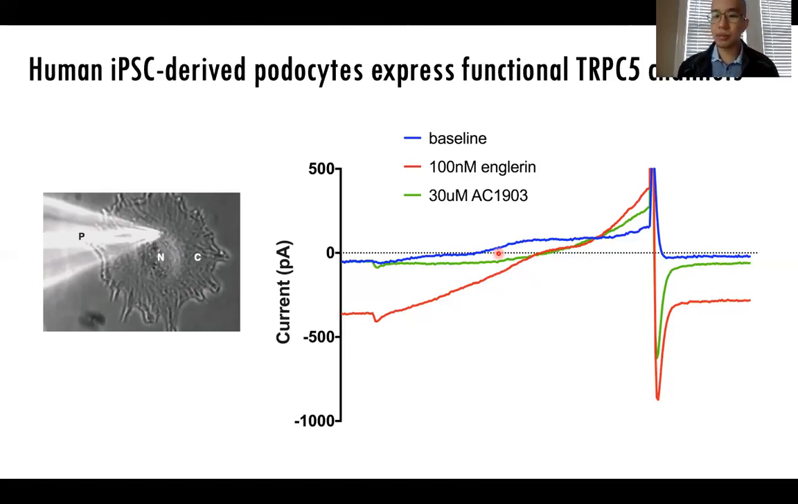So this now is, to our knowledge, the first time that TRPC5 channels have been shown to be functional in a human podocyte. And I'd just like to point out here that the early pharmaceutical work that generated AC1903 was invaluable to this research, because without the proper tools, we wouldn't truly be able to dissect whether or not the currents that we're looking at are TRPC5 specific currents.